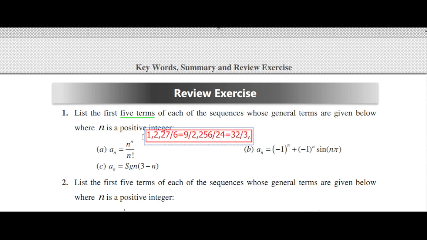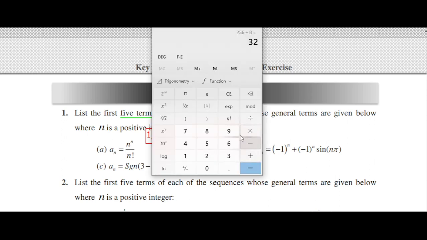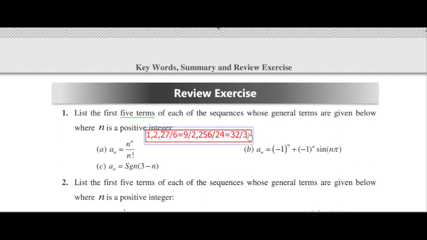Now let's go to the next term. First, second, third, fourth, fifth, the last term, the fifth term. 5 to the power of 5, let's compute it. 5 to the power of 5 is equal to 3125. 3125 over 5 factorial, which is 120.